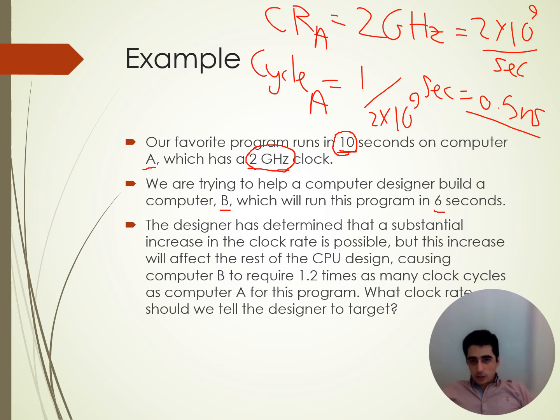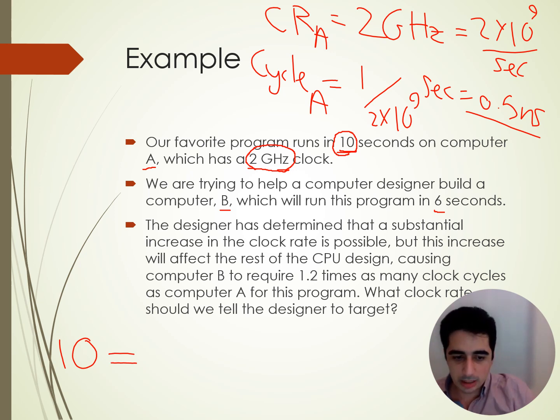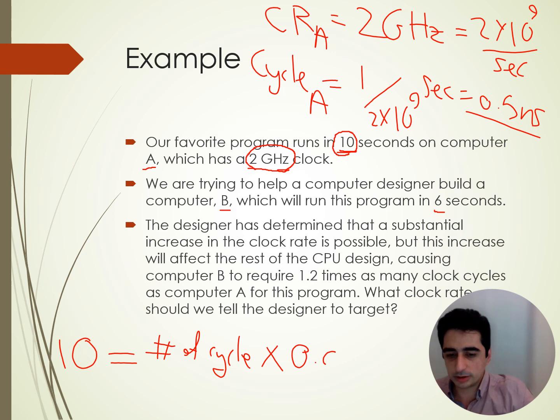So that's what we know for now regarding computer A. And then the program runs in only 10 seconds. So given the formula that we had earlier, the total time is 10 seconds. That should be equal to the number of cycles that we need for the program, that is our favorite program, times the cycle time, which is going to be equal to 0.5 nanosecond, right?